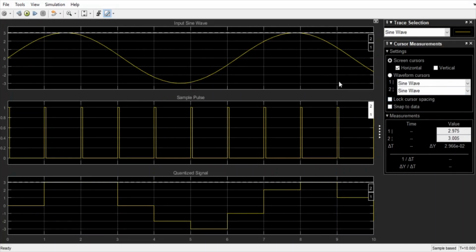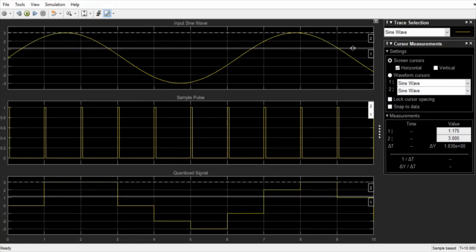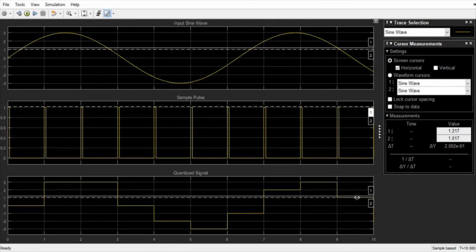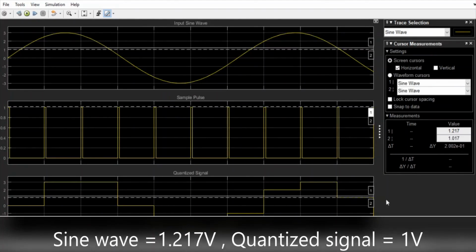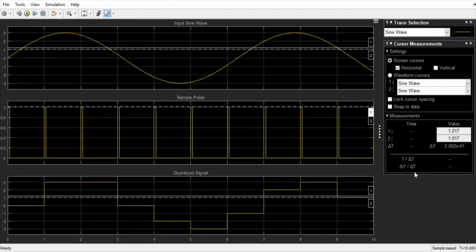And the last one, the 10th pulse: just move the cursor to where it occurs. Write 1.217 for the 10th pulse input sine wave, and for the quantized signal, 1.017, so you just write down 1. You have to write all of these values inside table 9.2, and after that you have to insert the code number, the PCM code, and calculate the quantization error.